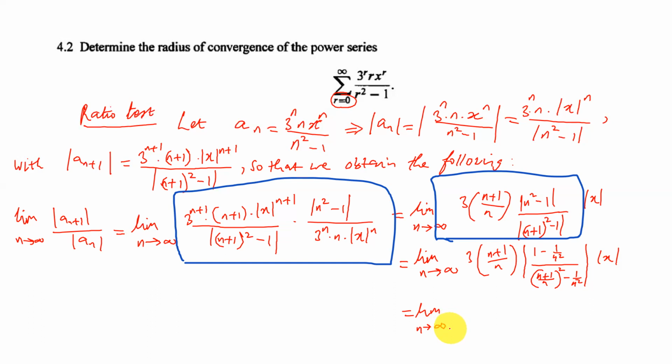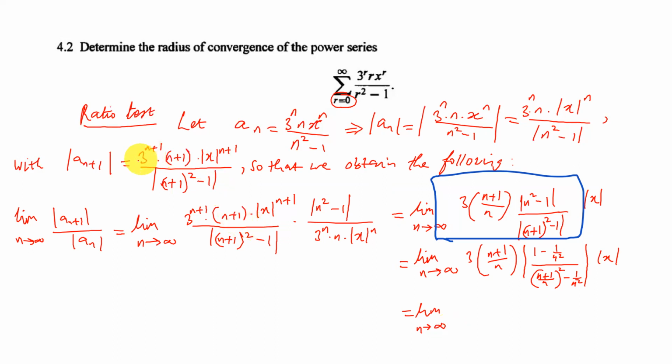So do you agree that a_(n+1) is all these here? It is 3 to the n plus 1 times n plus 1, and the modulus of that, which is exactly written here. The bottom of the modulus of a_(n+1) is this one. But we divide by a_n, because a_n is a fraction.